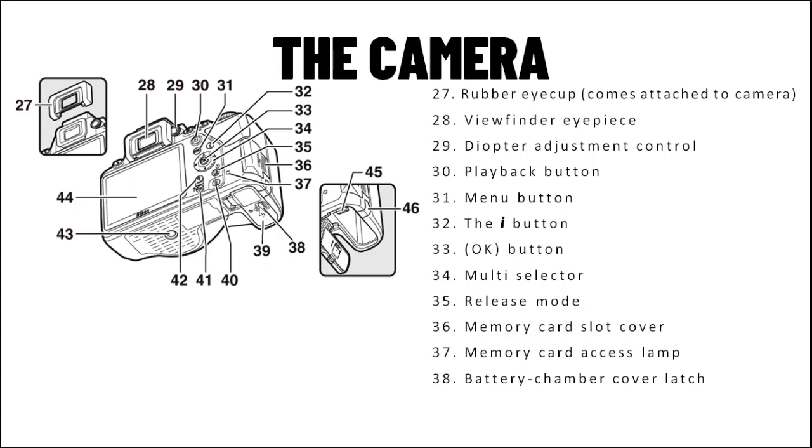So you release it backward, you can open this. Okay, and then we have the battery chamber cover. That's number 39. This is the cover. Okay, and then we have number 40, which is our deleting button.